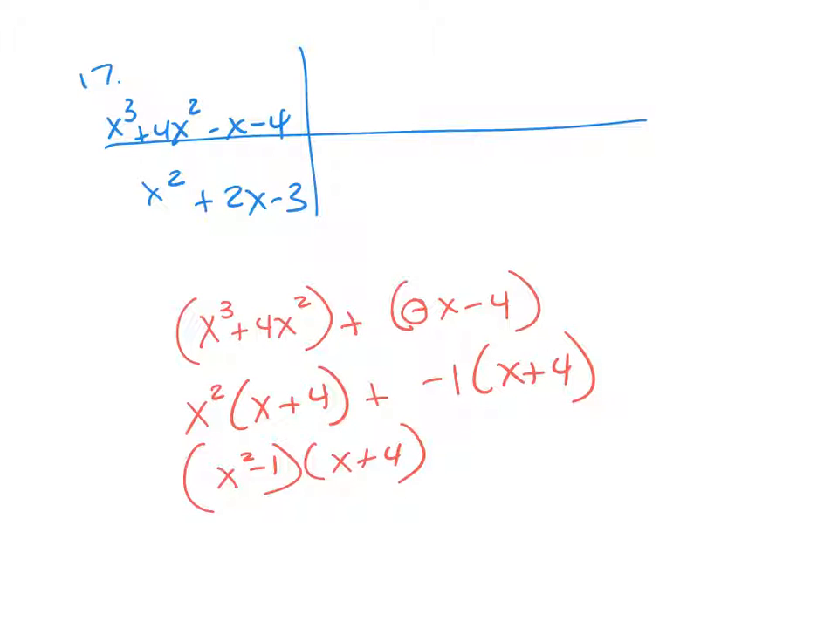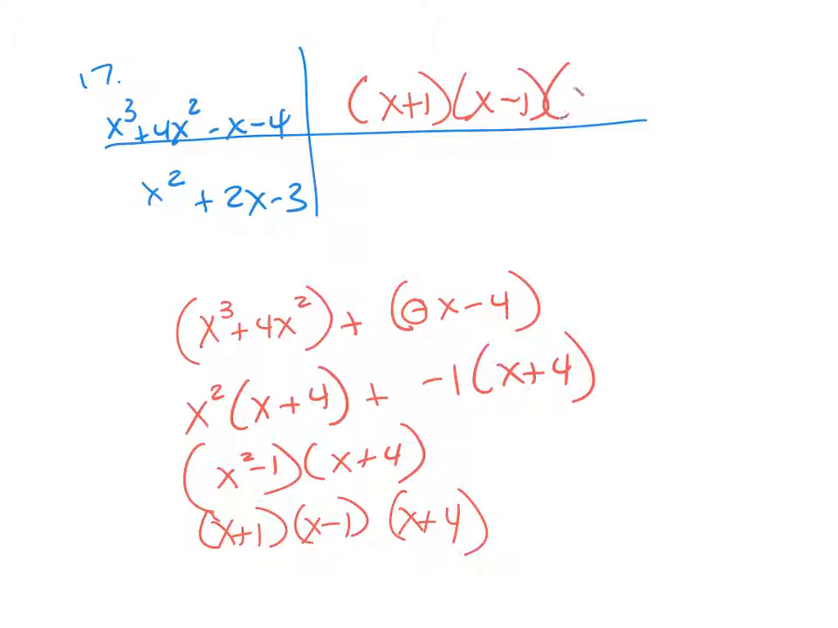Can I factor that first one any further? Yeah. That's a difference of 2 squares. How does it factor? X plus 1, x minus 1, right? Yep. So now I have factored that first guy completely. X plus 1, x minus 1, x plus 4. Any questions on that? Now the second one, we factor the normal way.